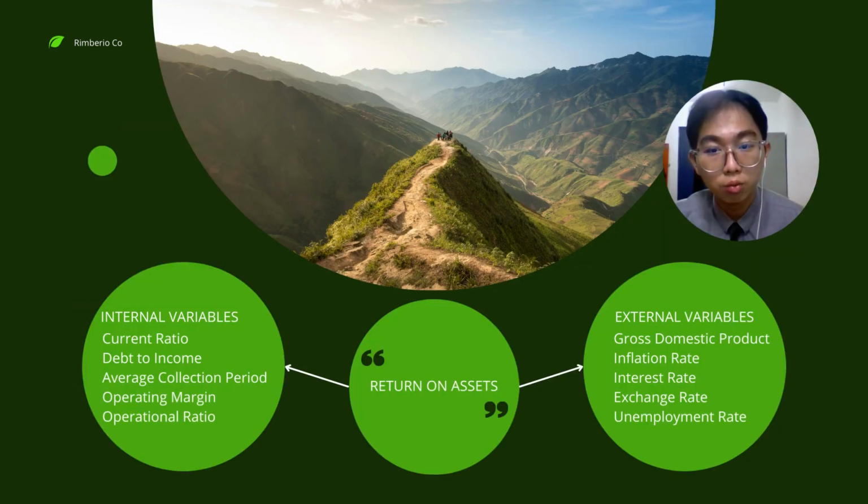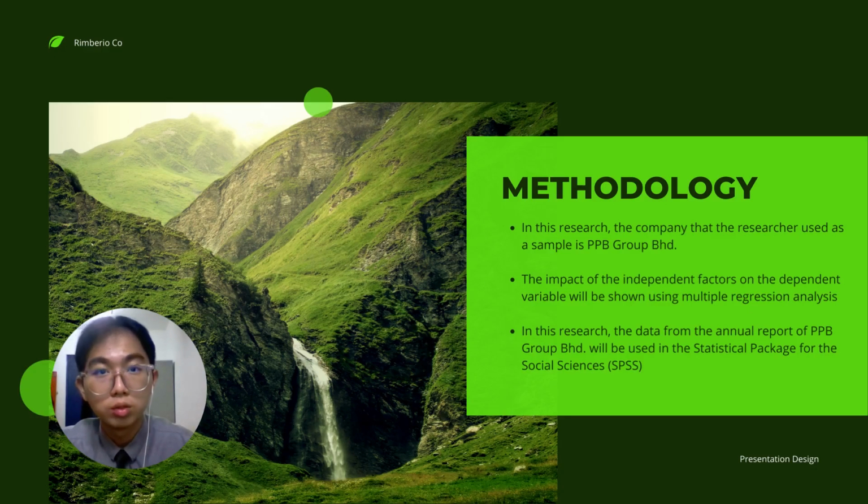The internal variables that I use in my study are current ratio, debt to income, average collection period, operating margin, and operational ratio, while the external variables are the gross domestic product rate, inflation rate, interest rate, exchange rate, and unemployment rate. Through the SPSS software, the impact of the independent variables on the dependent variable will be shown by using multiple regression analysis.